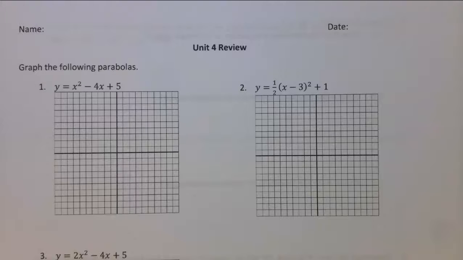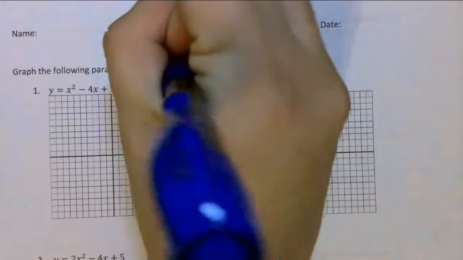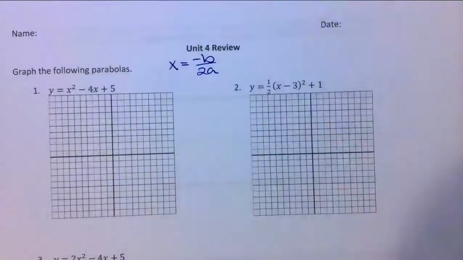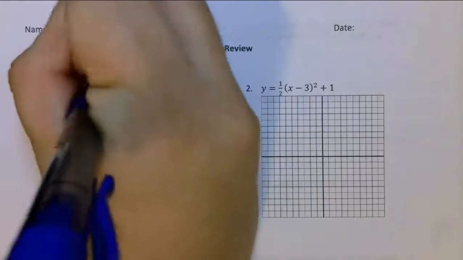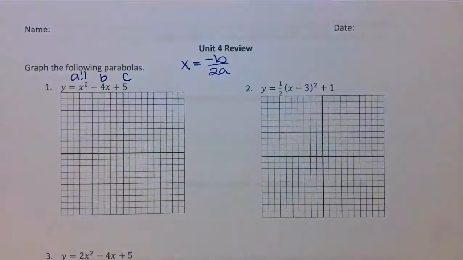Alright, these first few questions are asking me to graph the parabolas. The first one is given to me in standard form, so in order to graph this, I want to find my vertex. To find the x value of the vertex, remember I use x equals negative b over 2a. My a is 1, my b is negative 4, and my c is 5.